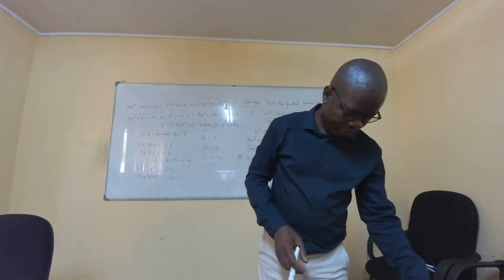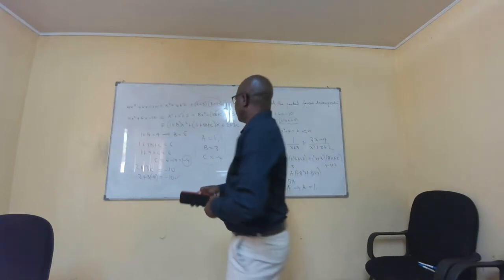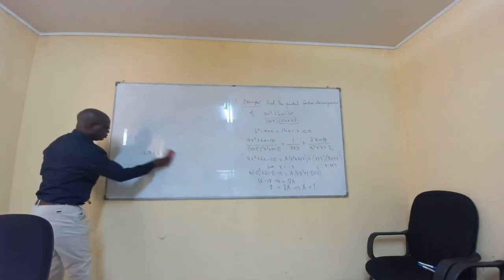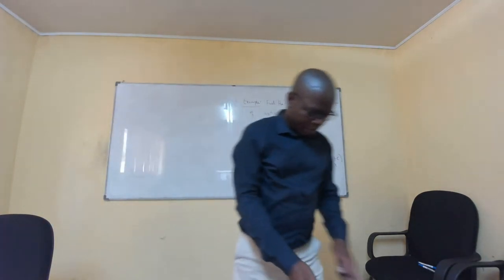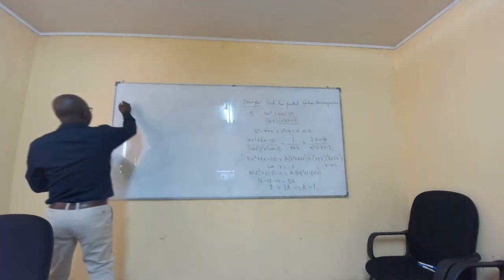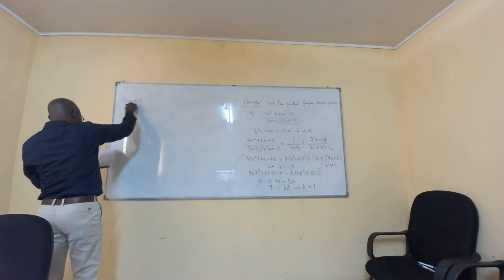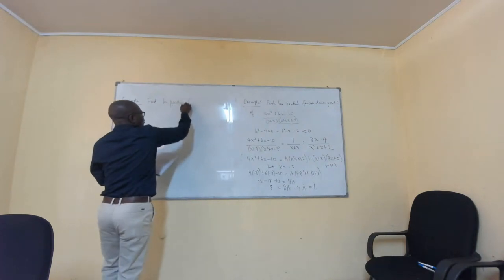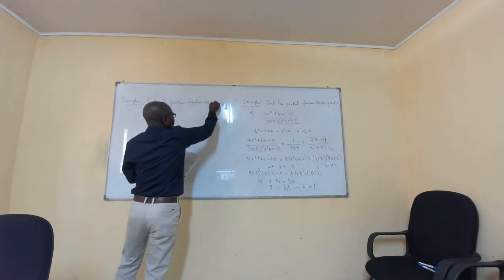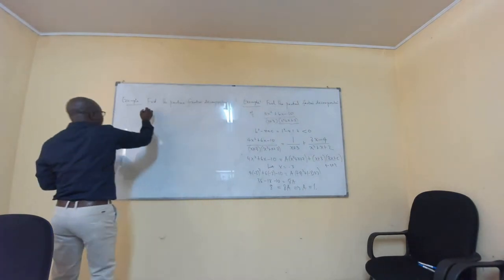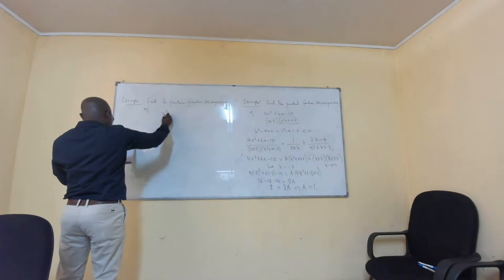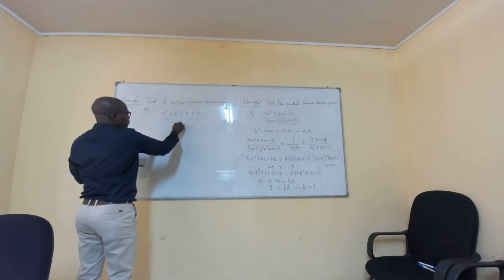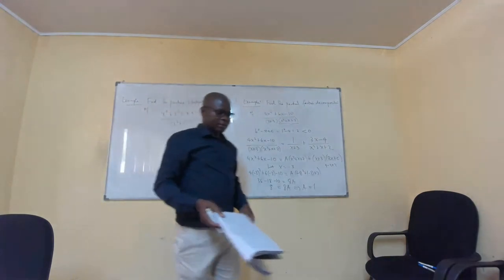Okay, we can do the last one. Let's see, work out, find the partial fraction decomposition. That's the example. Find the partial fraction decomposition of x to the power 3 plus x to the power 2 plus x plus 3 over x squared plus 1 squared.